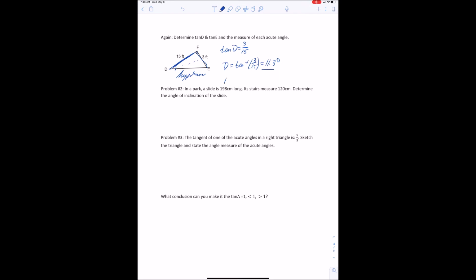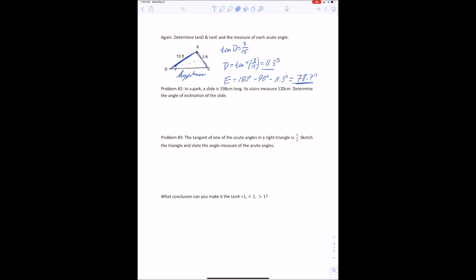And now, to find angle E, instead of doing a tangent calculation, I could do 180 minus my 90 degree angle minus angle D, and that would give me 78.7 degrees. And that's another way I can determine that angle. Okay, now we have a couple of problems to look at.